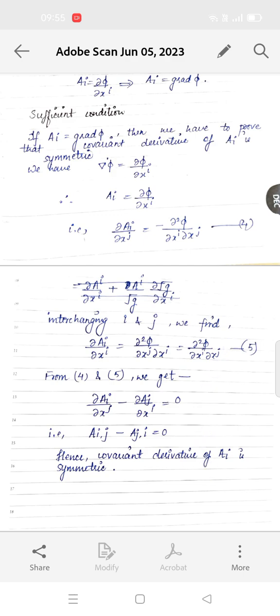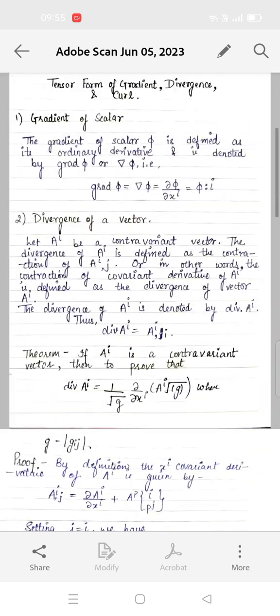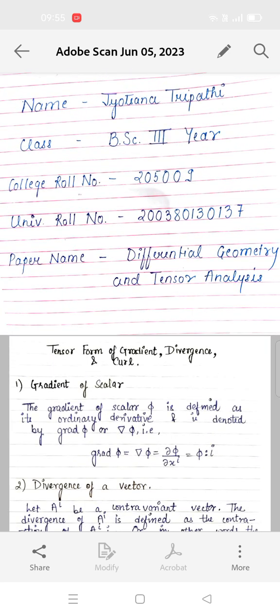Now this is all about the curl. This is all about the tensor form of gradient, divergence and curl.